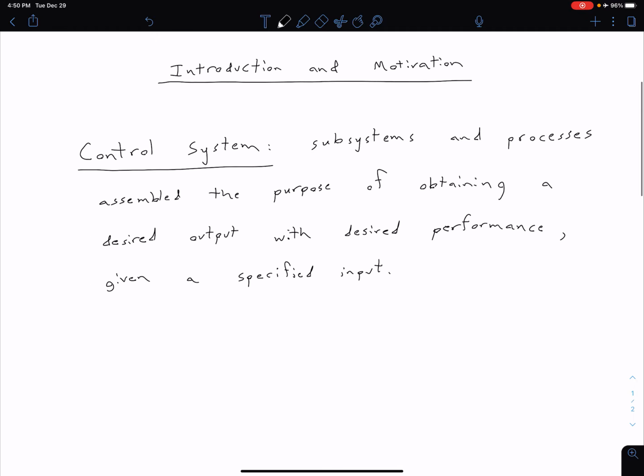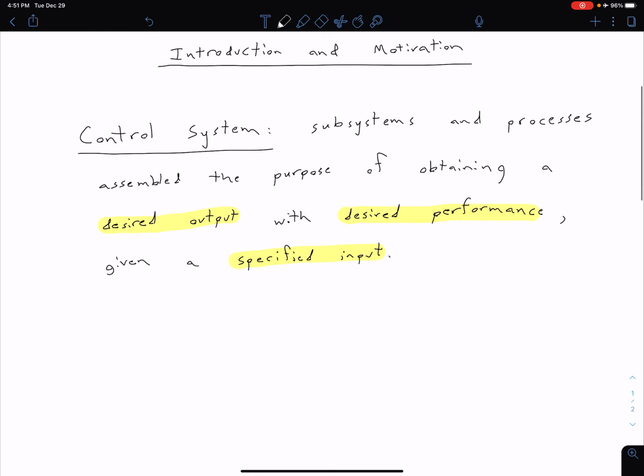So let's start by defining a control system. A control system, as defined in a textbook, is subsystems and processes which are assembled for the purpose of obtaining a desired output with desired performance given a specified input. I've highlighted our three key areas there. We're talking about something that is doing something, so we have some output, and of course we have some specifications that we want that output to fall within. And again, we'll look at some specific examples in later videos to help make this more clear.